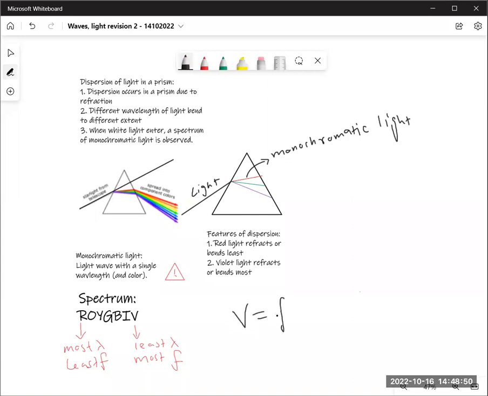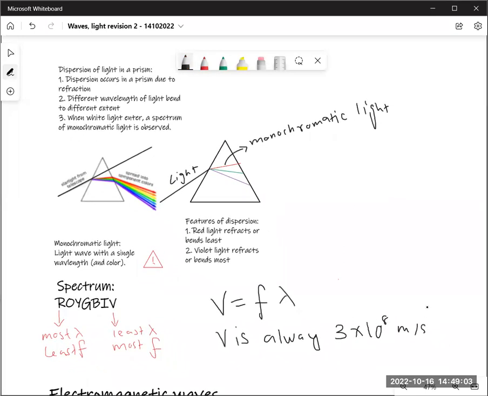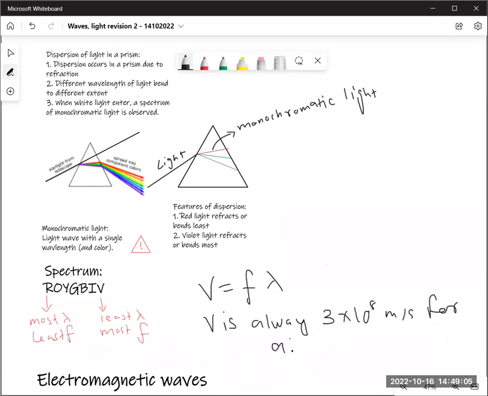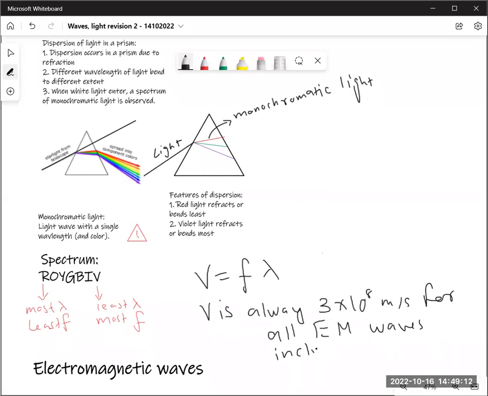V is equal to f lambda. V is always 3 into 10 raised to the power 8 meters per second for all electromagnetic waves, including light. So don't think that radio waves are slow compared to light waves. They are the same speed.